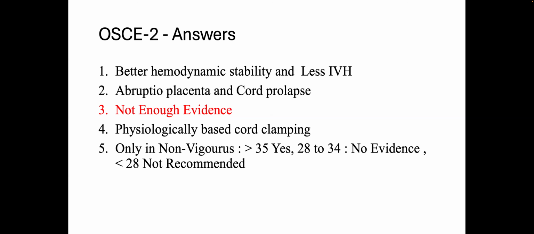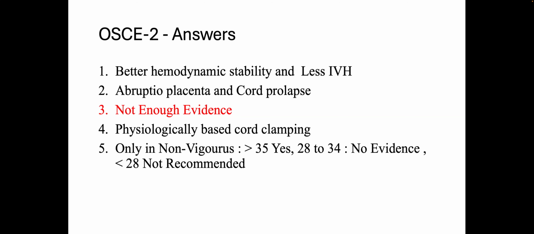So as answered, better hemodynamic stability and a lesser IVH are the important outcomes of delayed cord clamping, which you can see in the early outcomes. And as rightly said, a placental cause or a cord prolapse or avulsion can be a contraindication where you don't want to wait for the delayed cord clamping. And as far as milking is concerned, there's not much evidence here, and so we don't do it.